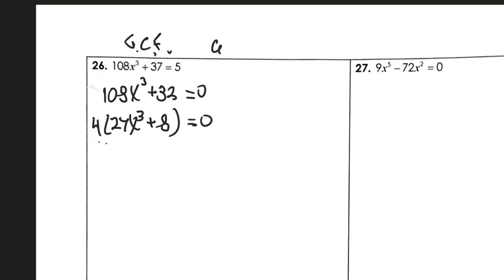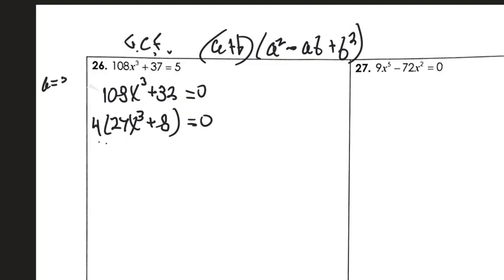Okay, so now I see a possibility of a sum of 2 cubes. So I know that a plus b times a squared plus ab plus b squared. I think I need to make this a minus to do SOAP, right? Okay. Same, opposite, always positive. So my a in this case equals 3x, because 3x times 3x times 3x. My b is 2, because 2 times 2 times 2 gives you 8, right?